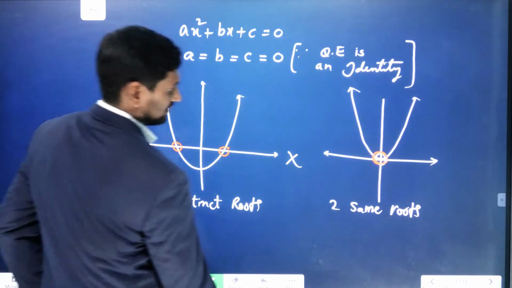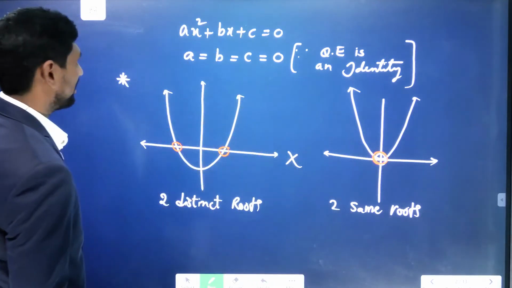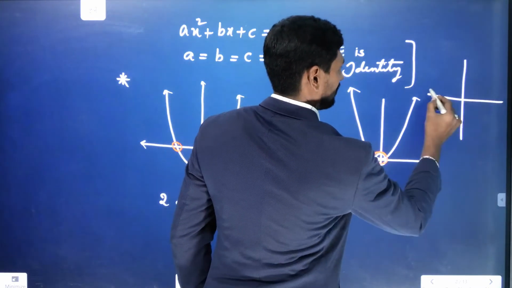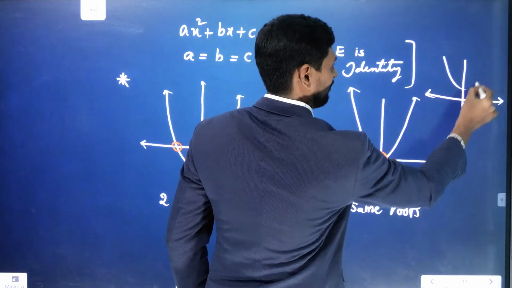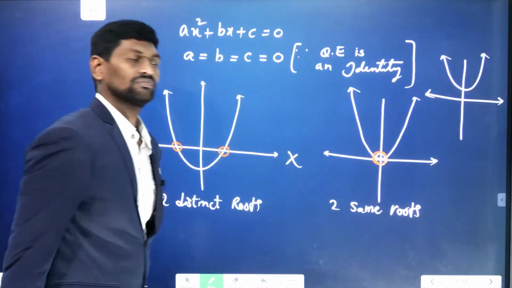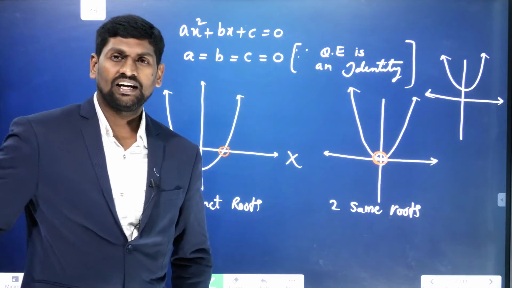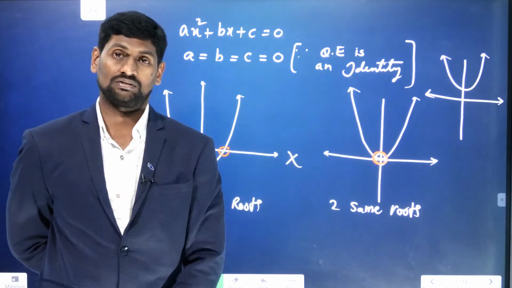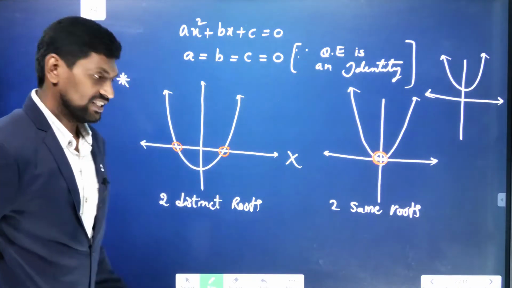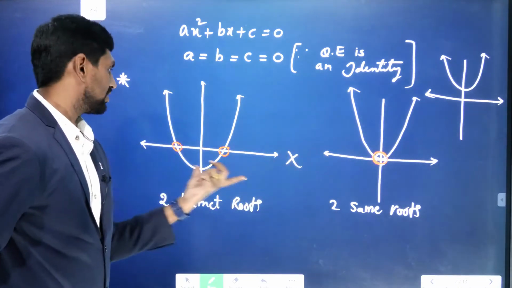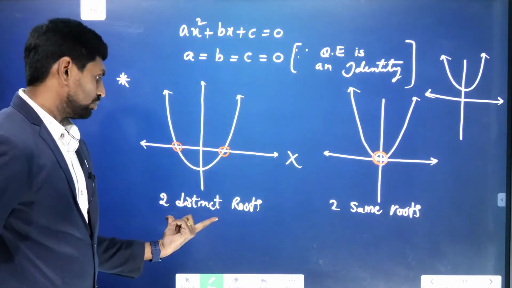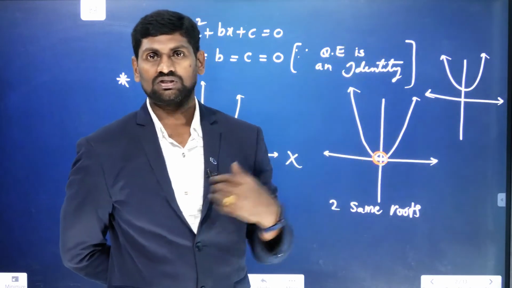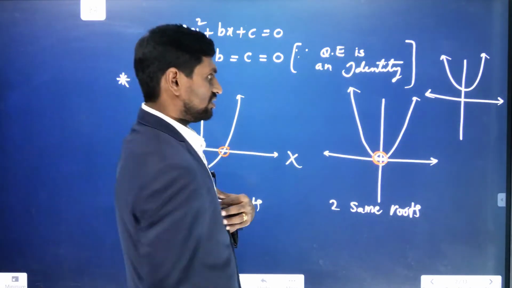Now third, I'm writing here. The third one: the quadratic equation never touches the x-axis. That means there are no real roots. In this case, we can identify the real roots here. Two distinct real roots, two same real roots, there are no real roots.